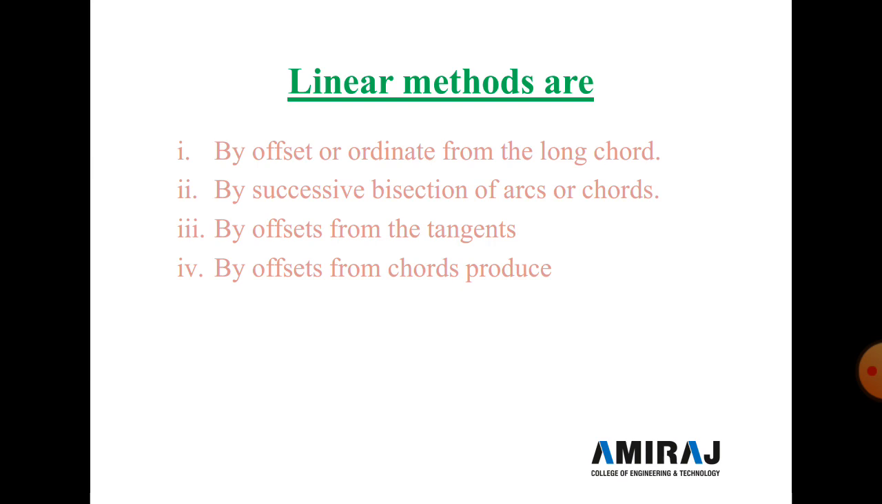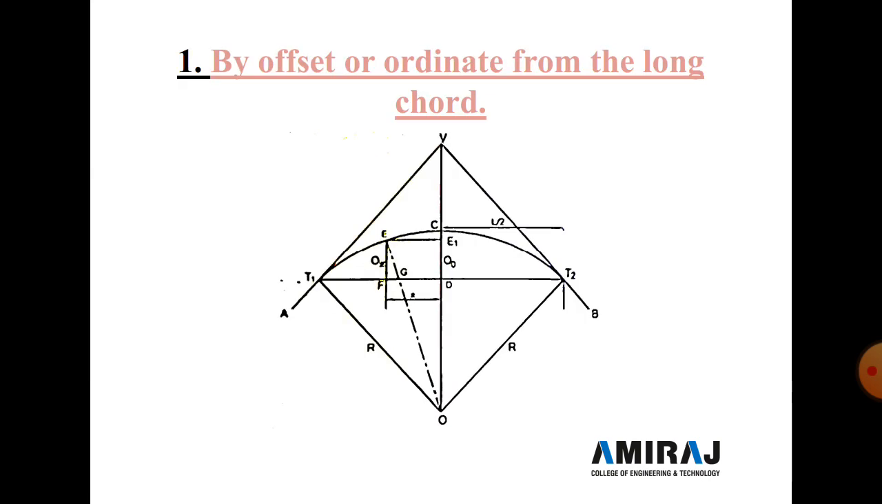Here there are four types of linear method. First is by offset or ordinate from the long chord, second by successive bisection of arc or chord, third by offset from the tangent, and fourth by offset from the chord produced. So these are the main four methods. One by one we discuss them. We start with the first method, by offset or ordinate from the long chord.